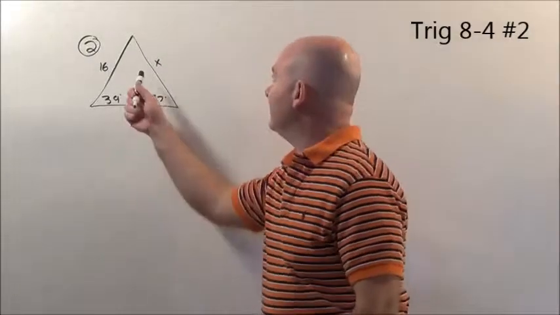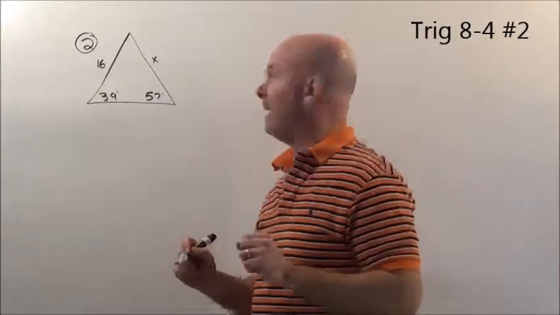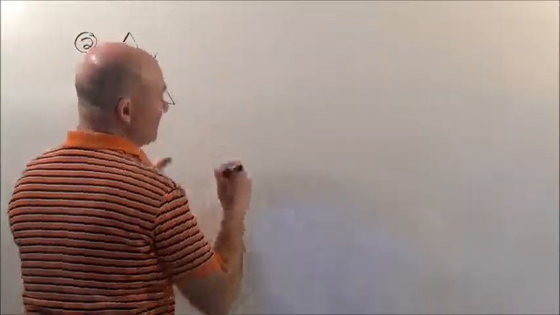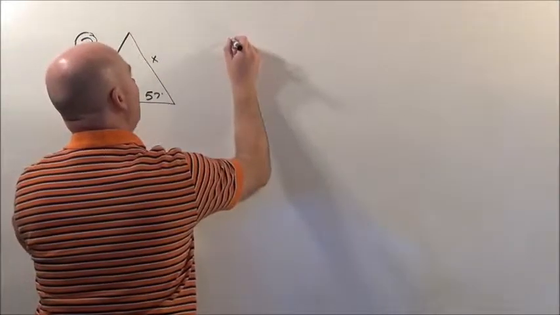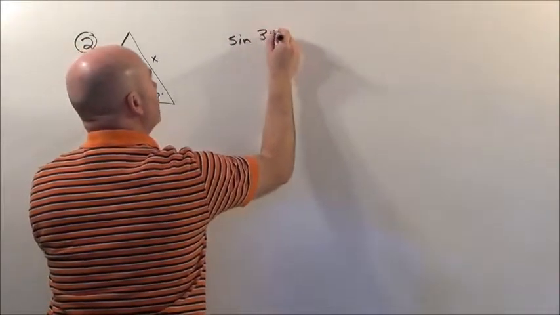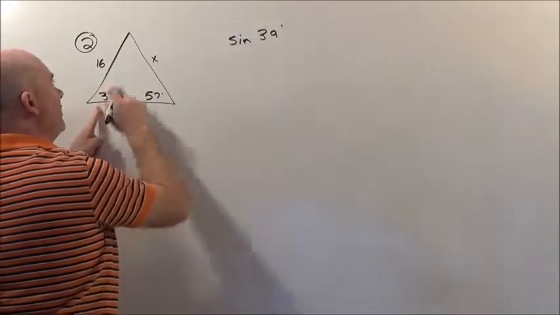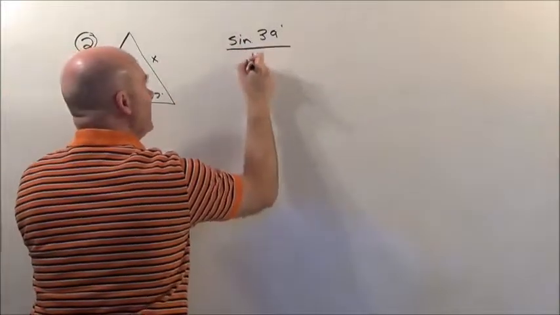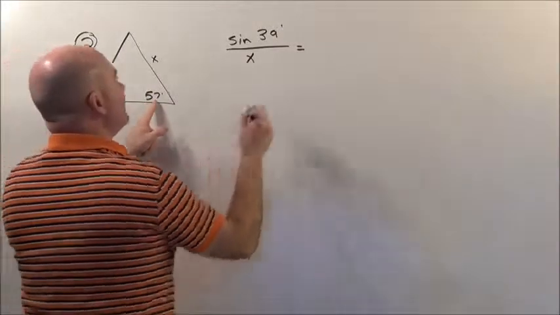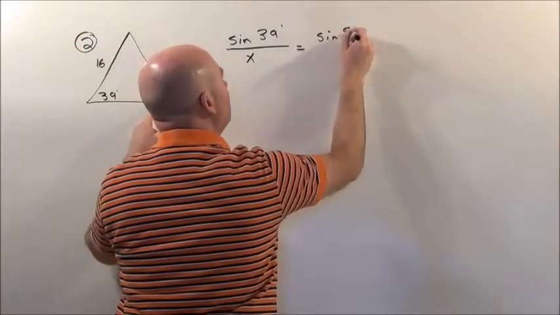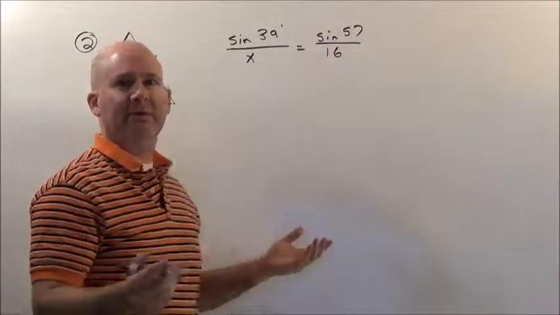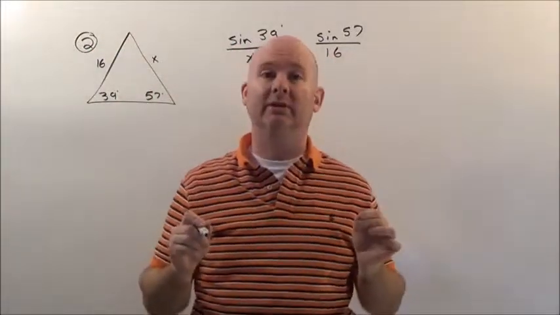Here we go with a real basic problem 2, basic law of sines. Now the law of sines simply says, there's a couple ways to write it, the way I like to do it is the sine of 39 degrees, the sine of the angle given, divided by the other side, will be the same ratio as the sine of this angle over its opposite side, 16. So I'm basically able to set up a proportion here.